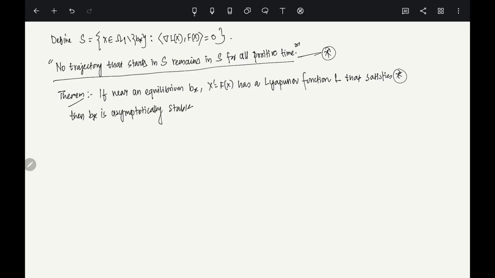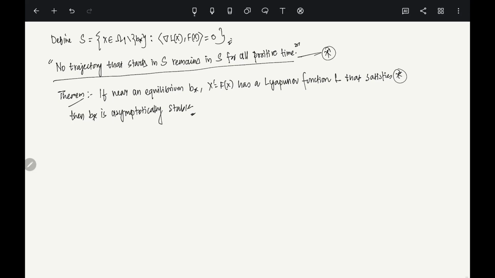It's not a very difficult thing to see. Basically, what I'm trying to say is this: you just have to show that there is no trajectory. See, the set S is where the trajectory is not decreasing. Basically, it is constant. So if it starts in S, it will remain in S for all time t, because it is constant, right? It cannot go down. L is not decreasing along the trajectory. So L is fixed, right? If it starts at that point, it remains on that set for all time t.